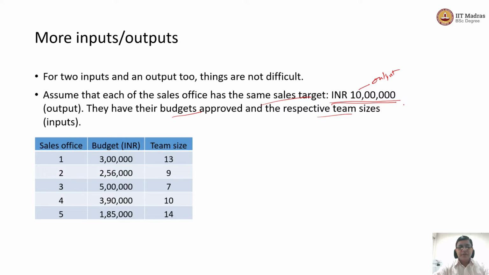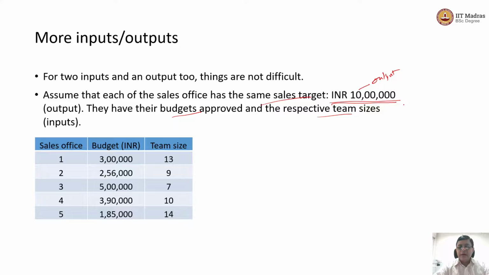So every sales office has budgets, and if you notice, I have not even changed the budget values. Budget values are the same that we had used in the previous example. The team size is the new data that is now made available to us. That is the additional input that we are going to consider in this example.